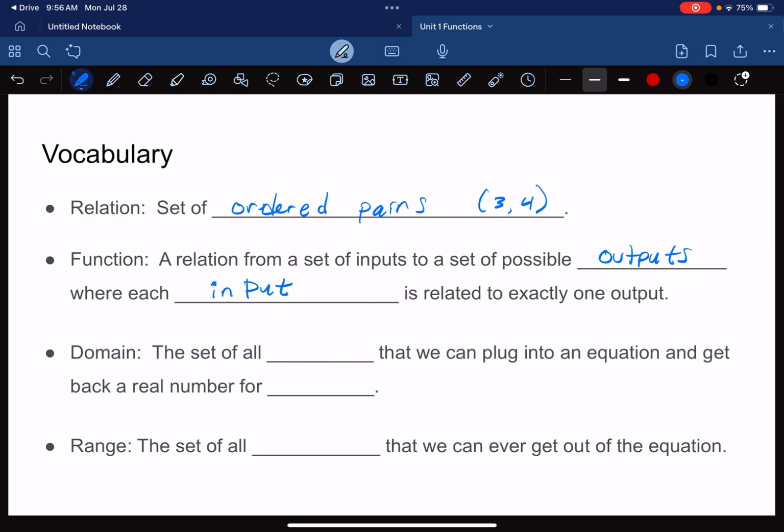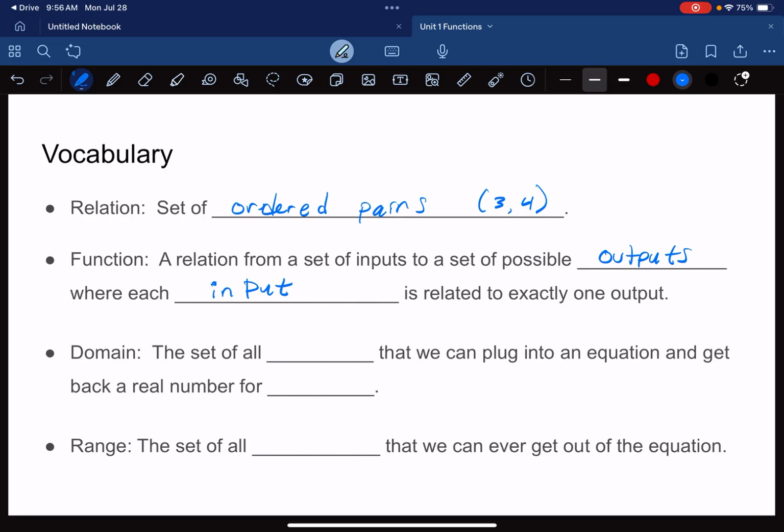When you press Sprite on the soda machine, you're going to expect a Sprite. But if you press Sprite and you get a Coke, you would say that machine is not functioning. It's not a function because the Sprite button didn't give you the same output that it gave you the first time. So that means each input, so each Sprite button is related to exactly one Sprite being pushed out the opening, okay?